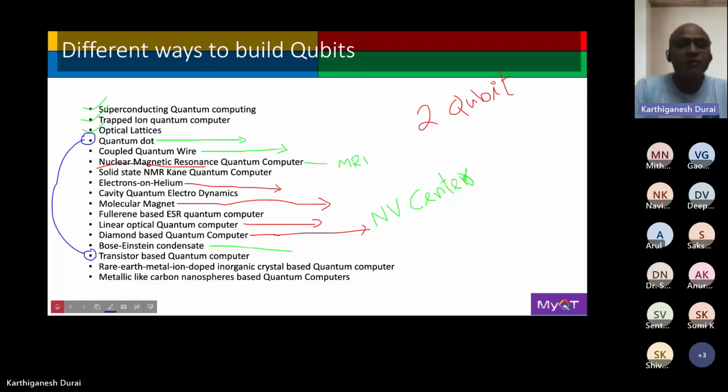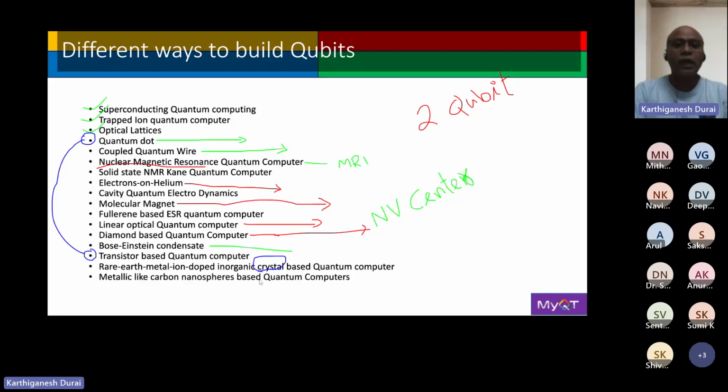Then rare earth metal ion doped inorganic crystal based quantum computer. The name itself clearly explains it's a rare earth metal. Some of the newly identified elements can be used to build a quantum computer, but this will use optical technology because of the crystal nature of the crystal.